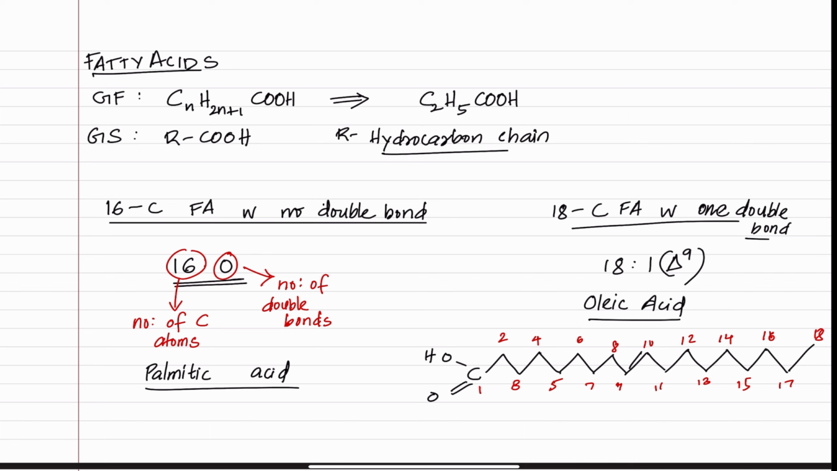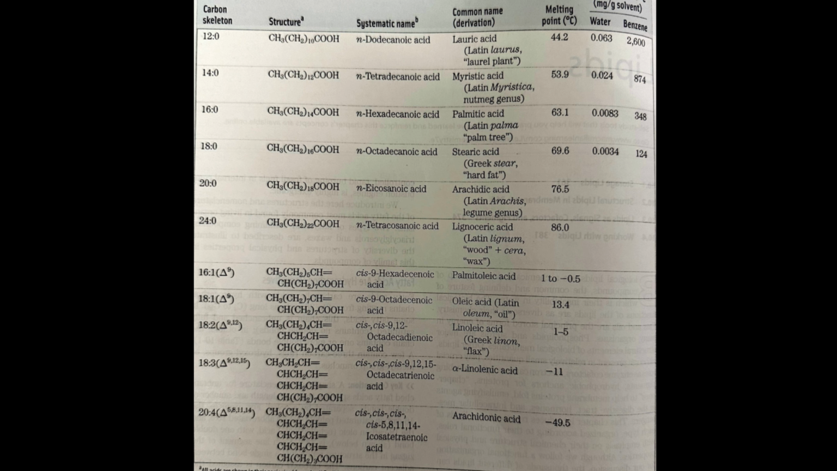Similar structures can be drawn for all fatty acids if we know how to represent them by this number. I would also have an image of a table which contains some naturally occurring fatty acids. So the first one is lauric acid, which is 12:0. Next one is myristic acid. Next one is palmitic acid, stearic acid, arachidic acid, lignoceric acid, palmitoleic acid, oleic acid, linoleic acid, alpha-linoleic acid, and arachidonic acid.